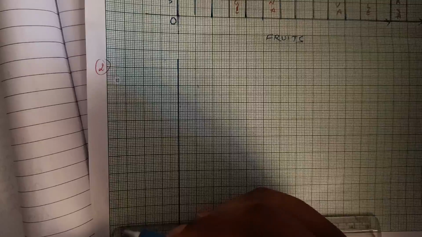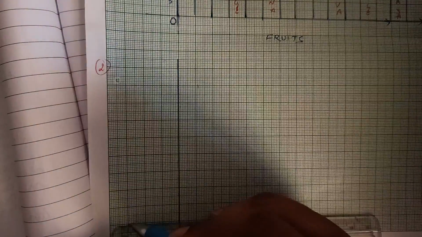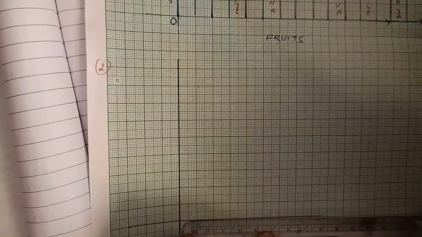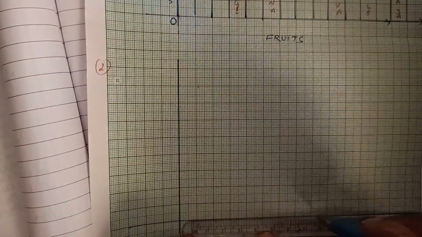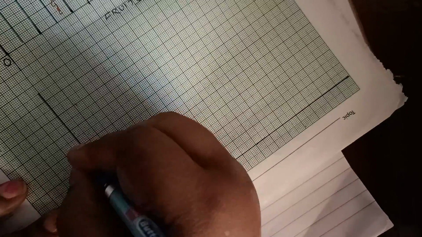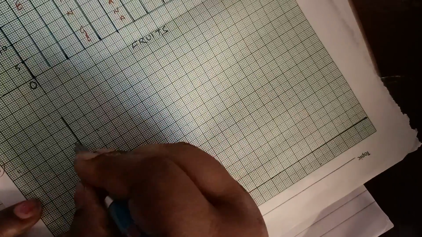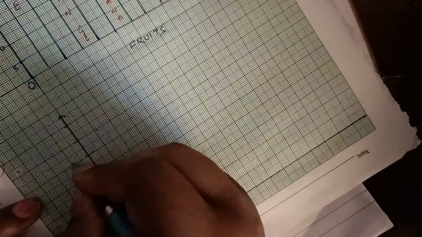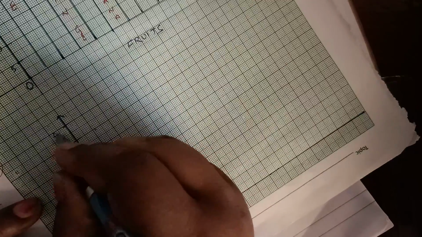Just make it as I'm making. You have to make it. Okay, then again here I will be writing 5, 10, 15, 20, 25, 30, 35, 40, 45. 5, 10, 15, 20, 25, 30, 35, 40, and 45.